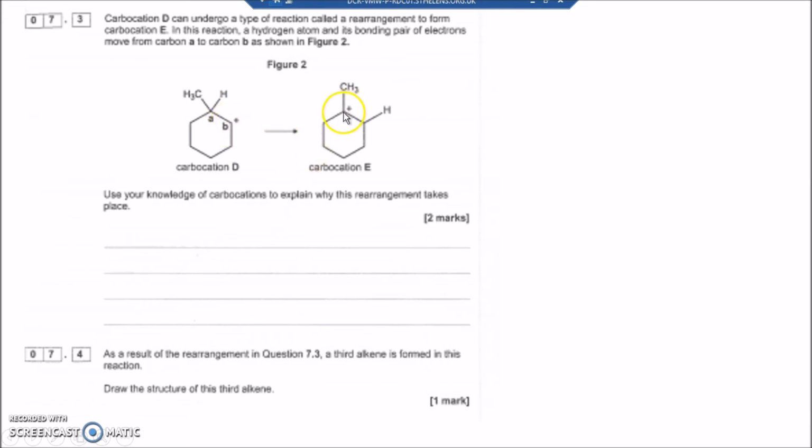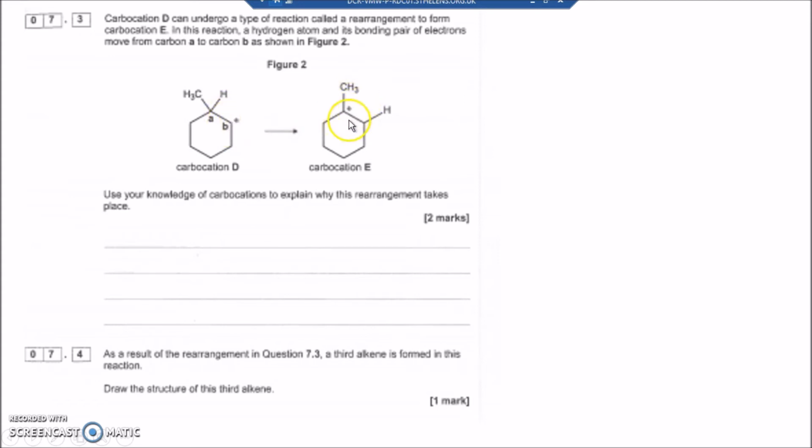Whereas here, this carbon has got one carbon here, one carbon here, and one carbon here. It's got three carbons joined to the C with the plus. So the carbocation's got three other carbons joined to it. It's a tertiary carbocation. In other words, this is a secondary carbocation, this is a tertiary carbocation.